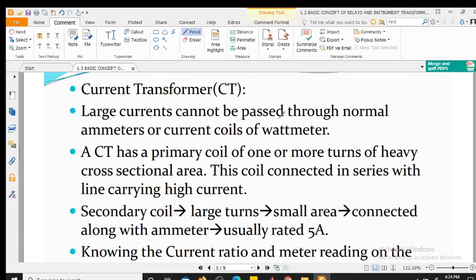What is a CT? CT is nothing but current transformer. Actually, instrument transformer is not in the syllabus, but you need to have a basic idea about current transformer, because always we will be coming across these terms CT and PT. What is the current transformer? Large currents cannot be passed through our normal ammeters or current coils of wattmeters. So what we will do is we are going to use a CT. CT has a primary coil of 1 or more turns and it has heavy cross-sectional area.